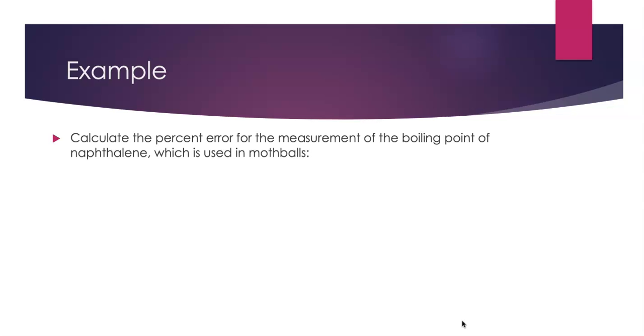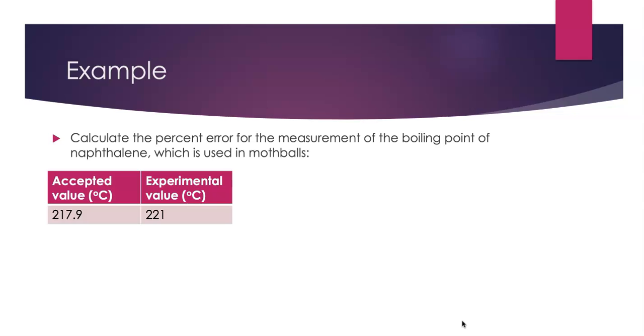All right, so let's go through and do a sample problem, something that you might encounter in chemistry class this year. Calculate the percent error for the measurement of the boiling point of naphthalene, which is used in mothballs. So naphthalene, which is really stinky, has an accepted boiling point of 217.9 degrees Celsius. You measured it in lab and you got an experimental value of 221 degrees Celsius. All right, so we're trying to get a measure of our accuracy. How close were we to the accepted value?